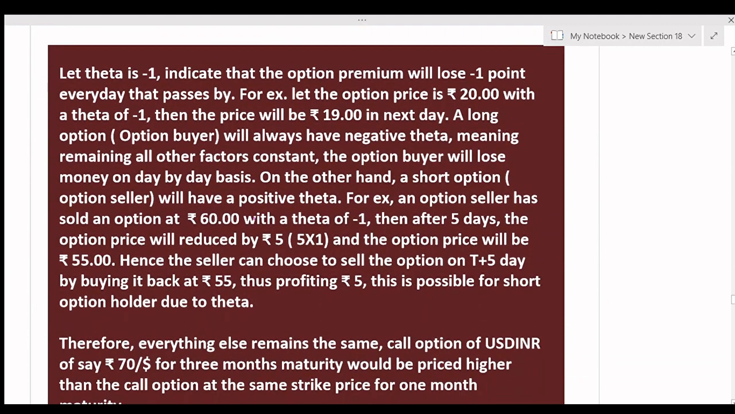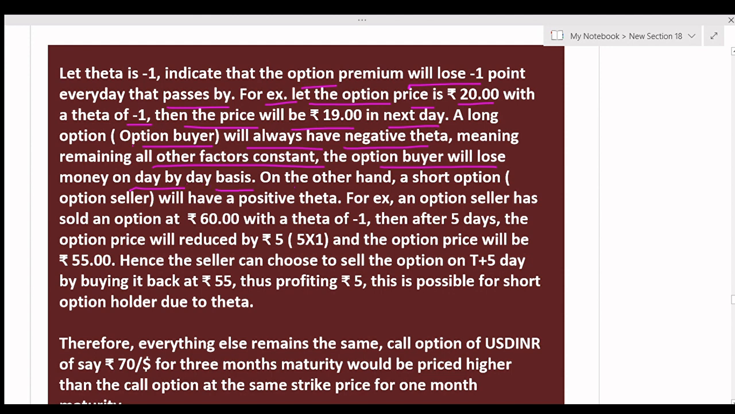Let theta be -1. That indicates that the option premium will lose 1 point every day that passes by. For example, if the option price is ₹20 with a theta of -1, then the price will be ₹19 the next day. A long option buyer will always have a negative theta, meaning, with all other factors constant, the option buyer will lose money on a day-by-day basis.